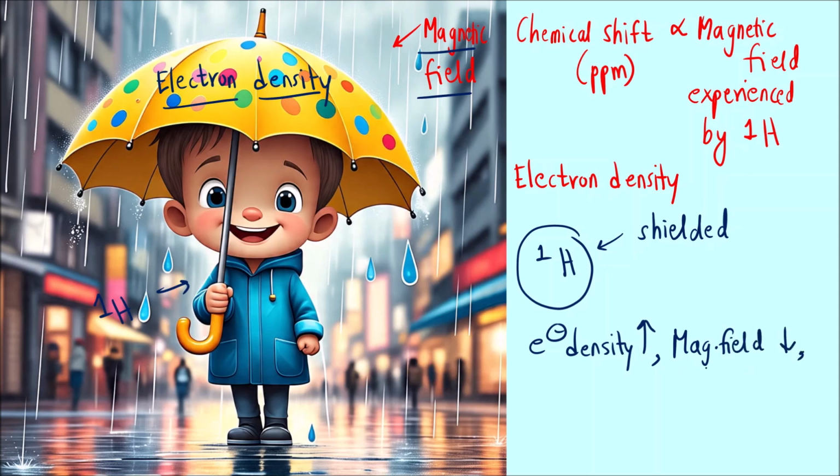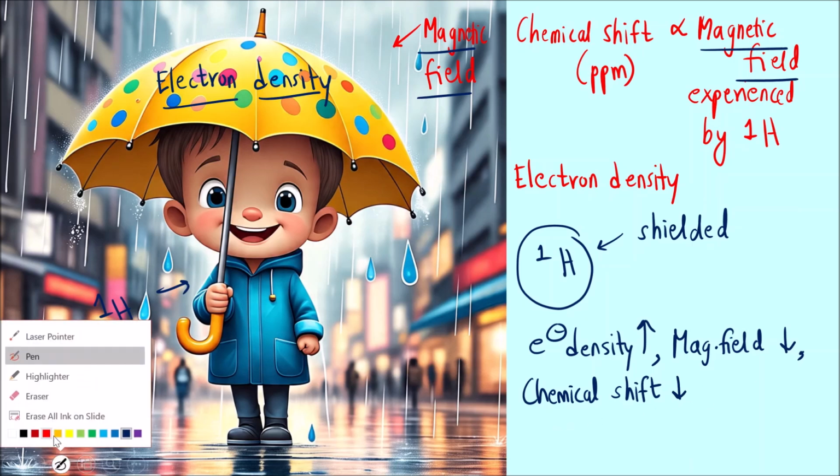Since the magnetic field experienced is less, the chemical shift or change in frequency will also be less, because it depends on the magnetic field experienced by the proton. Magnetic field is less, so chemical shift will also be less. Let us understand with one small example.